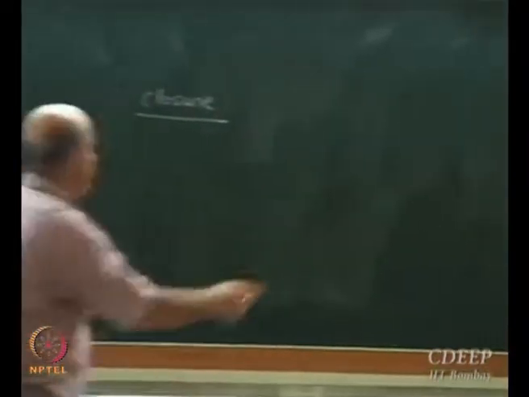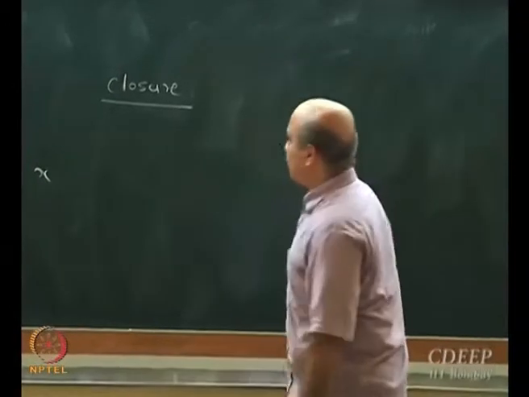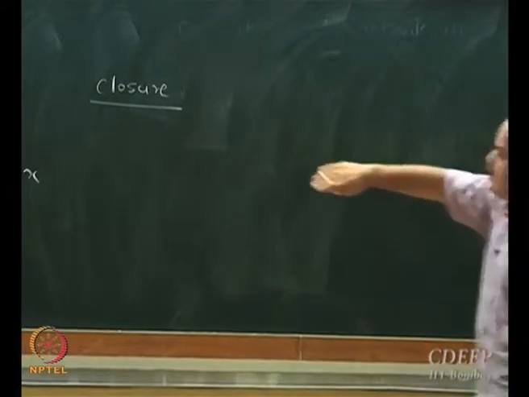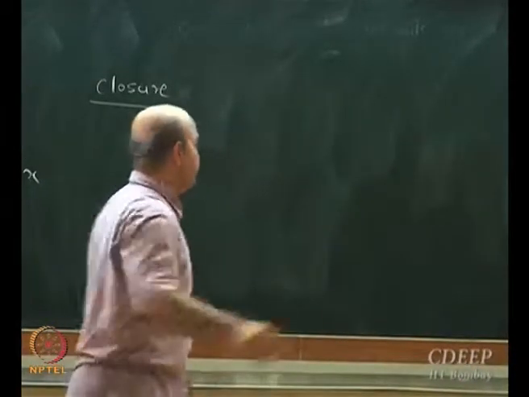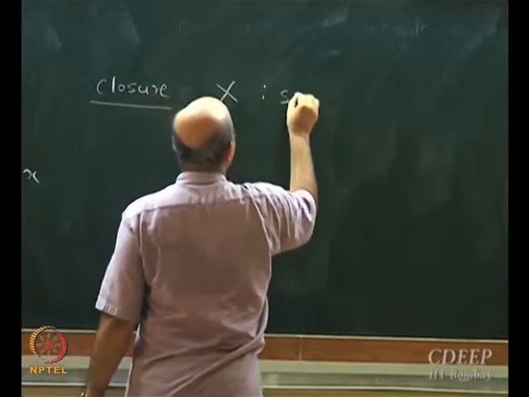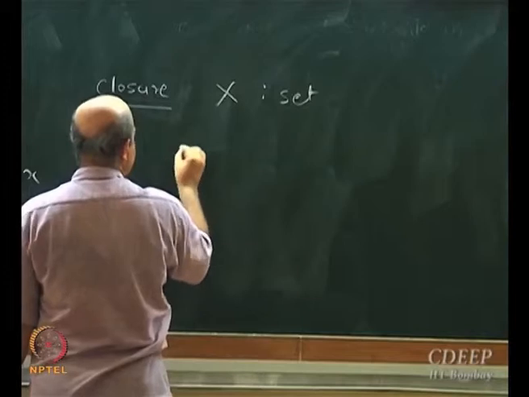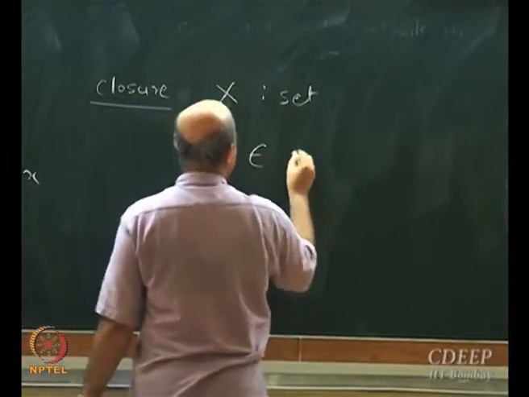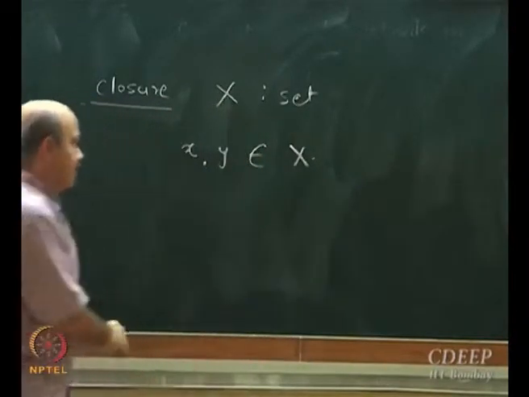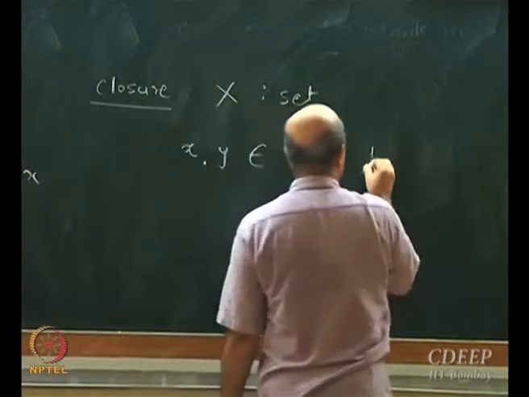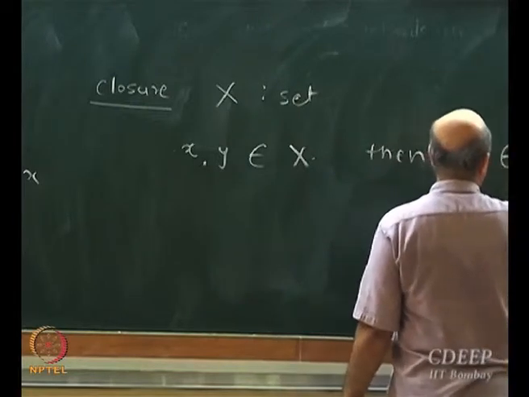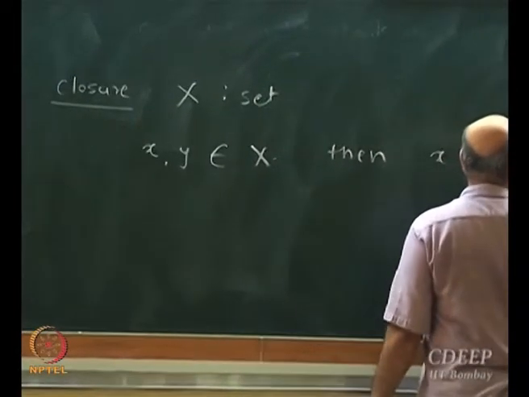the concept of closure. A closure of a particular set for an operation is defined as: if you take any 2 elements from the set, let X be a set, and there are any 2 elements, say x and y belong to set X. Okay. Then x operation y also belongs to the set X.